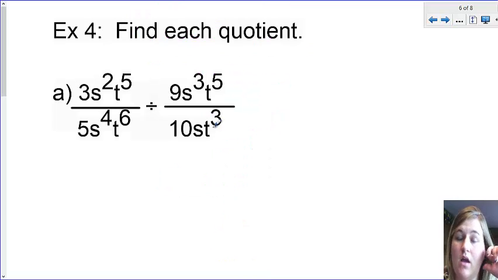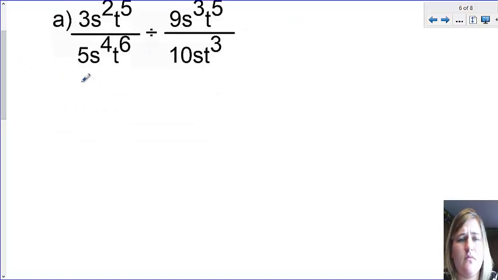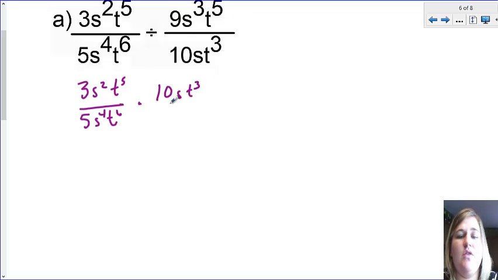Okay, on example 4, we're talking about finding the quotients. Remember, we're going to follow the exact same procedure, except we have to deal with the fact that this is a division sign first. So, I have 3s squared t to the 5th over 5s to the 4th t to the 6th. Division changes to multiplication, and then I flip this one, so I have 10s t to the 3rd on top now, over 9s to the 3rd t to the 5th.